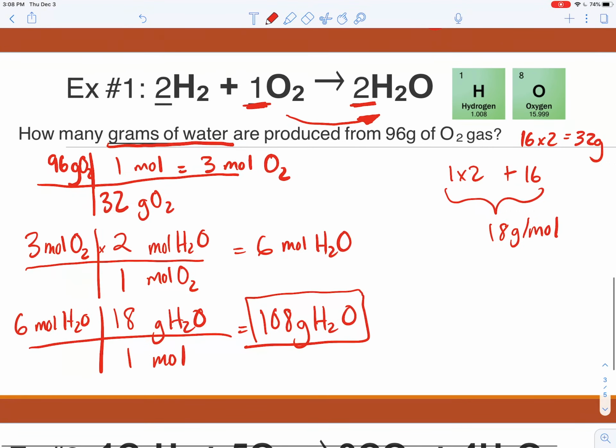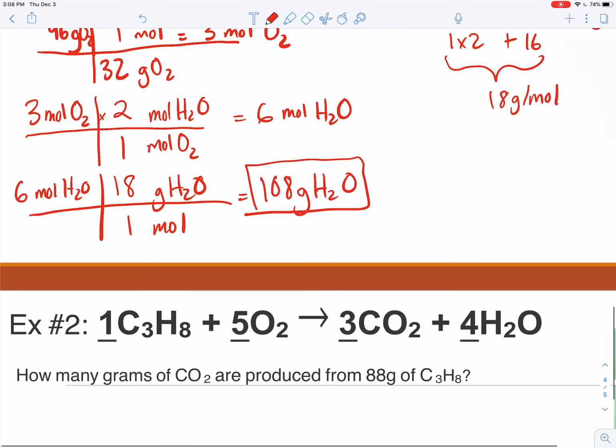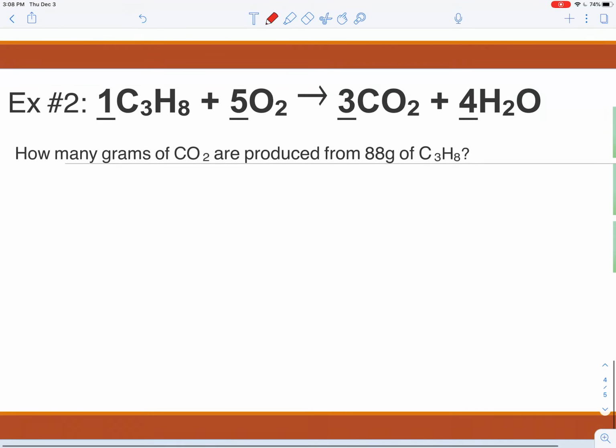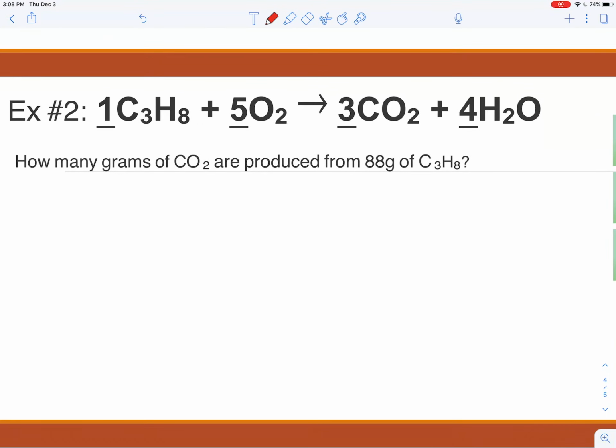So let's do one more problem, and then you can try 2 of them on your own afterwards. So here's a different chemical equation. We've got the combustion of propane gas here. How many grams of carbon dioxide are produced from 88 grams of C3H8? It's always a good idea to just make note of what you're given and what you're trying to get to.